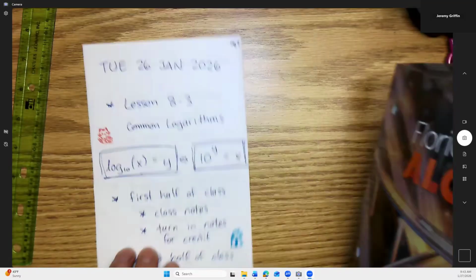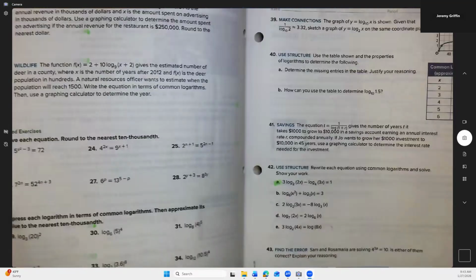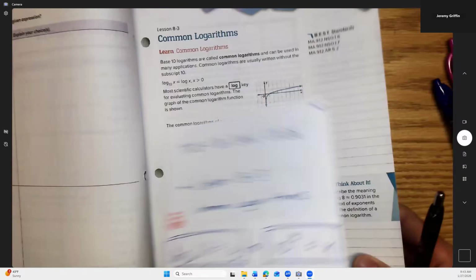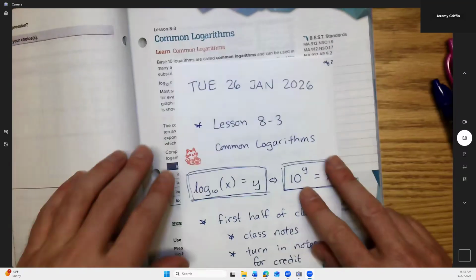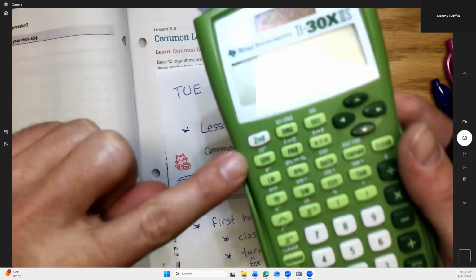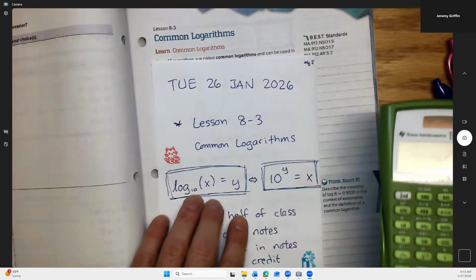All right, so 8.3 common logarithms. So go to 8.3 right here. This is on page 73. Now what does common logarithms mean? That means log base 10, which is, of course, one of the two bases that your calculator knows. It's just a regular log. Whenever you see log without a base expressed at all, it's almost always implied base 10.